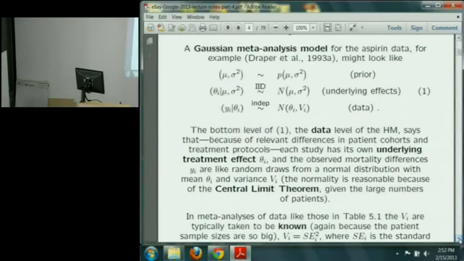Even with the V sub i's known, we cannot fit the model that's based only on the bottom layer here because we have too many thetas. So the middle layer of the model, which has never been present before in our work, is a layer in which we try to talk about the thetas. And so now, theta sub i represents the so-called true effect of aspirin in the environment in which study i was conducted.